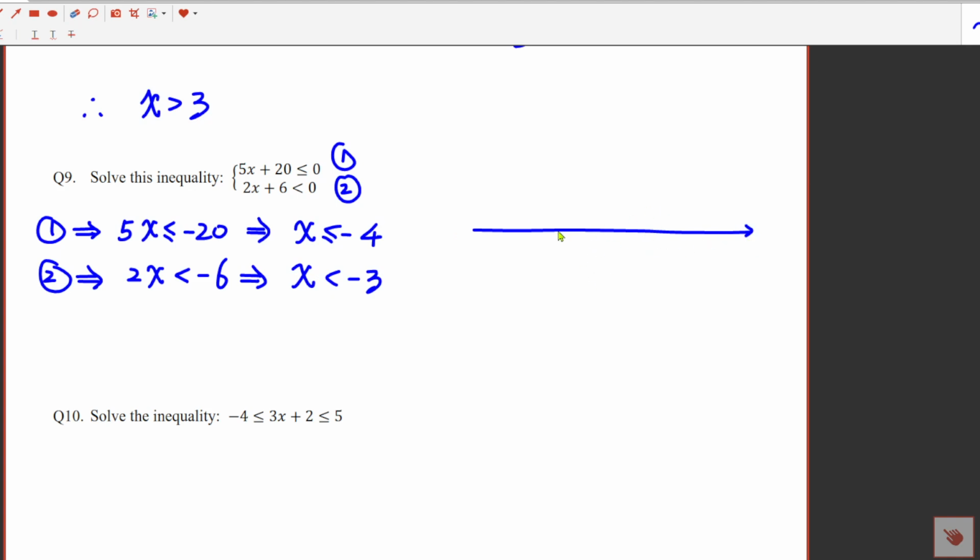And of course, if you cannot see the final solution, you can also use a number line to help you find that. First solution says x is smaller than or equal to negative 4, which is to the left side of negative 4. Negative 4 is included here. Second solution tells us that x is smaller than negative 3, which is to the left side of that number here. Again, the interval that can satisfy both of the two solutions is x must be smaller than or equal to negative 4. This is our final solution, right? Any questions?